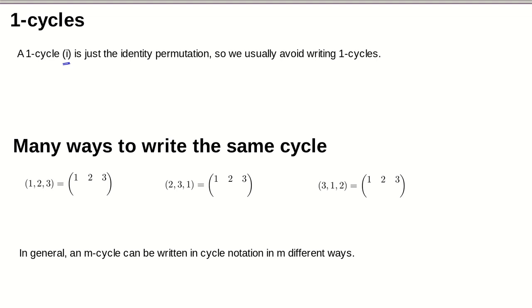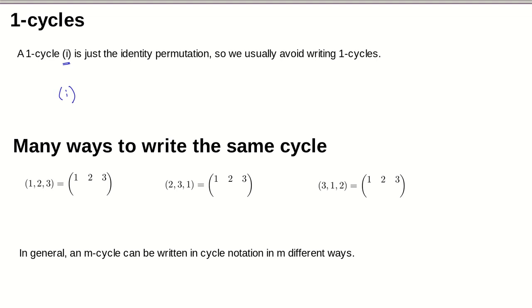And that's one of the reasons that we avoid writing one cycles. The other reason is even worse: if you write (i), it looks a little bit like you're applying a function to the input i, and that is confusing because we want this (i) to be a one cycle. So for both of those reasons, we tend to avoid writing down one cycles when we can.